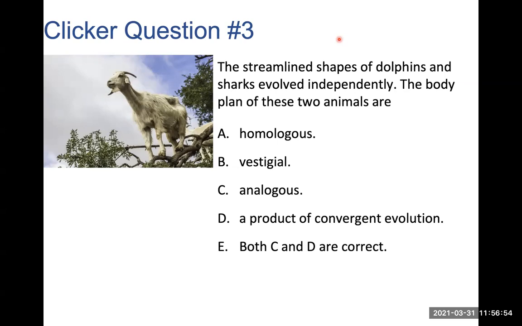Okay, so most of you guys typed E, that is correct. That means it is analogous, meaning they have the same function for the body, but they don't share the same ancestor. So that's a product of convergent evolution. So C and D both are correct. So analogous and convergent evolution.